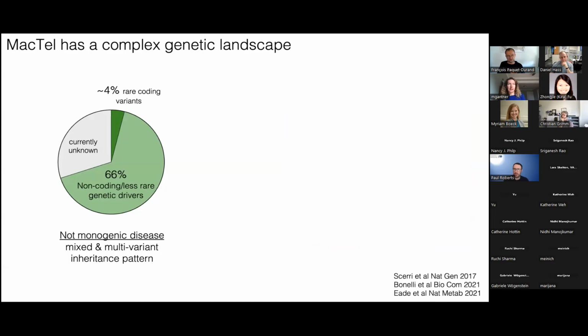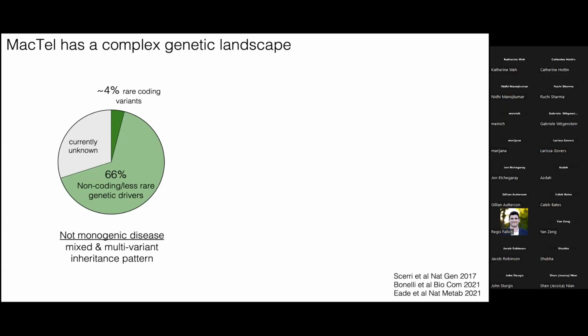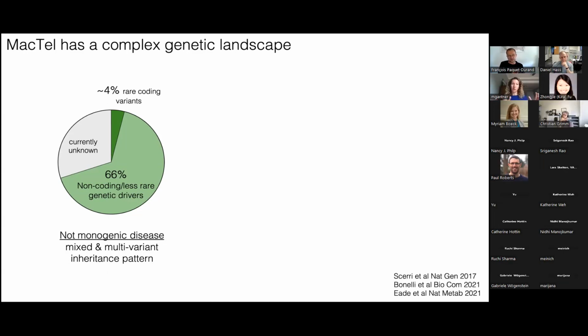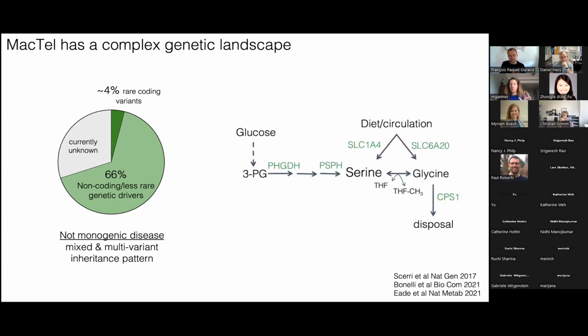MacTel has a complex genetic inheritance. It is not a monogenic disease. Of the over 4,000 patients that have been seen so far and sequenced, only about 4% of them present to be driven by rare coding variants in particular genes. The vast majority of the patients seem to be driven by either multi-factors or non-coding and less rare genetic drivers. Despite that complexity, we still got a lot of information from the genetics, because a lot of the hits, both with the rare coding variants and also the loci that are found to be associated with MacTel risk, lie near or in genes that are associated with serine and glycine metabolism. This is just some of the key ones that have been seen so far. So it's how serine and glycine are sourced and also how they're disposed.